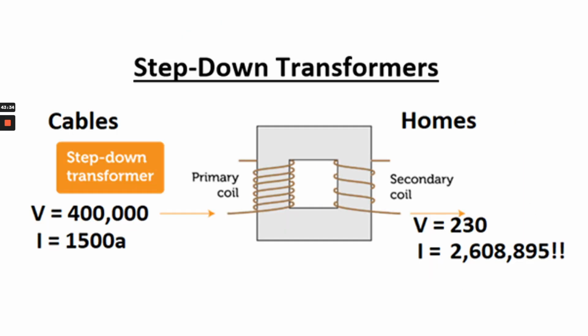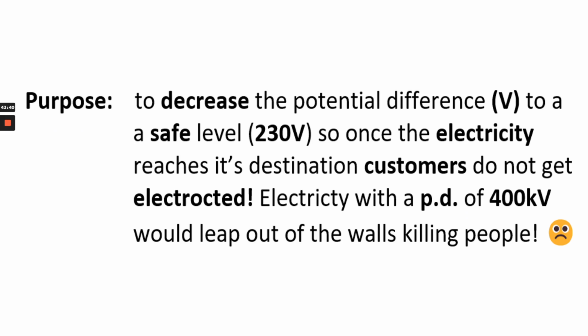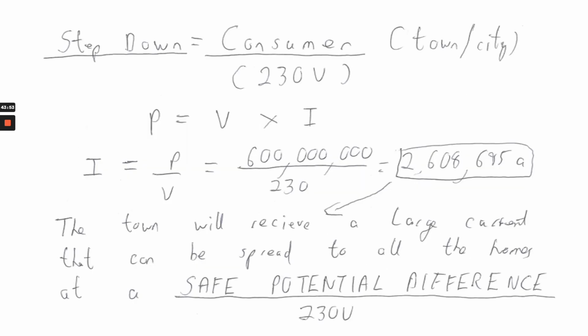Don't worry about its workings unless you're doing triple and it's more for paper 2. I'll focus on it then. But just quickly, what is the purpose of a step-down transformer? To decrease the potential difference to a safe level, so once the electricity reaches its consumers, they don't get electrocuted. That's it. Okay, so let's do the maths.